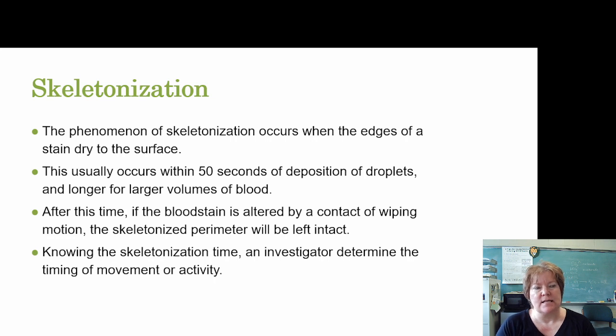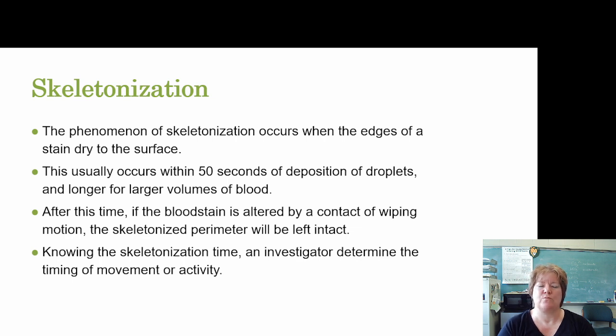Skeletonization is the idea that it doesn't take very long for blood to start to dry, but it's going to dry at the outside of the droplet first, and then eventually dry all the way to the inside. So kind of like paint. You know, the edges are going to dry first and the middle is not going to. So when the edges are dried but the inside has not dried, that's this phenomenon we call skeletonization. That skeleton on the outside, as it hardens, keeps the shape of the drop. Even if the blood is wiped, you may still have the skeleton perimeter showing that there was blood there. This usually occurs within a minute of the blood drop.